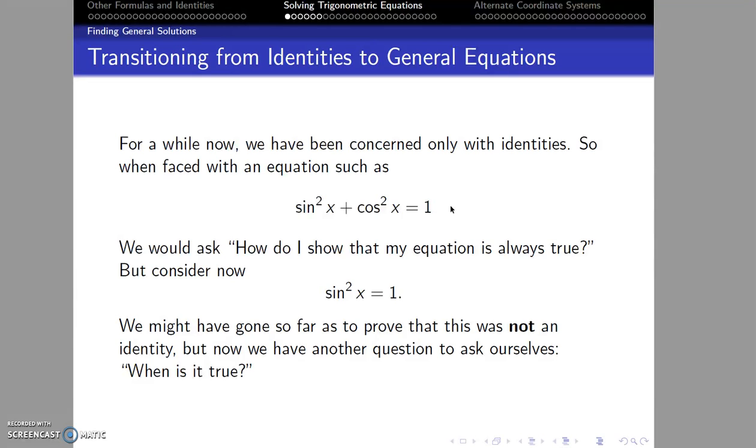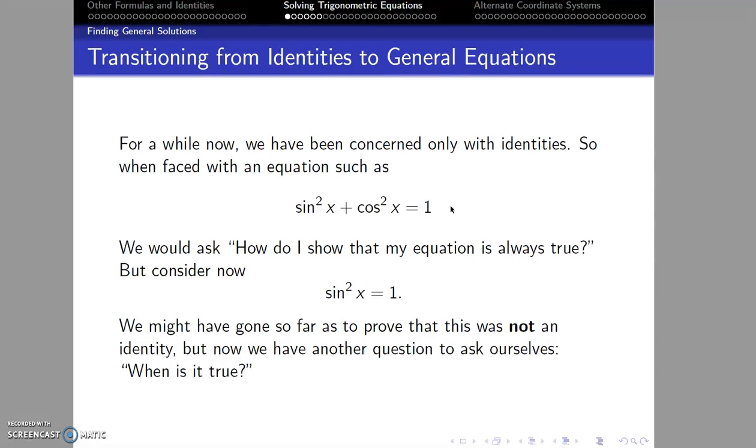But for some of the other equations we have looked at, the question was, okay, I have an equation. I know it's an identity. That's the answer, right? The answer is yes, it is an identity. The question is, how do I show it is an identity? How do I show that my equation is always true? And we've looked at simplifying, substituting other identities, other formulas, and those were all the methods we used to show that one expression on the left is equal to the other expression on the right all the time.